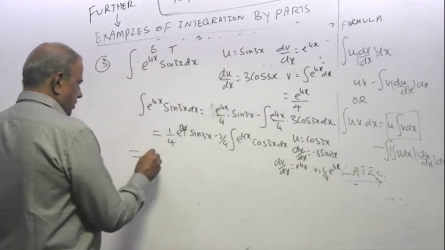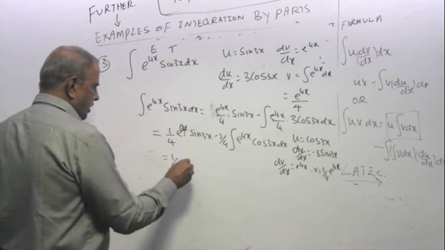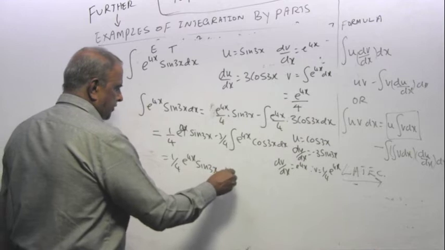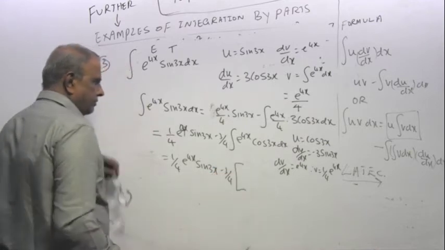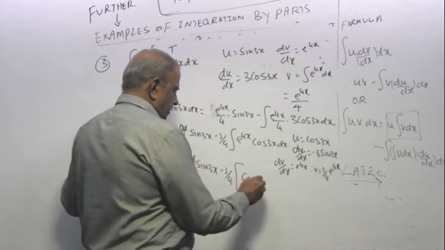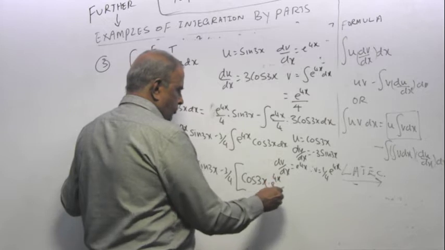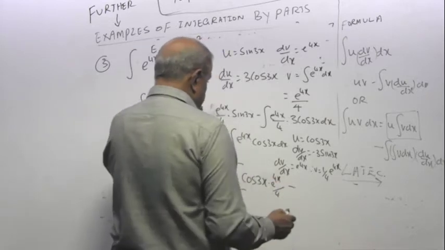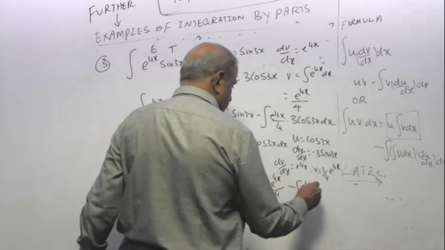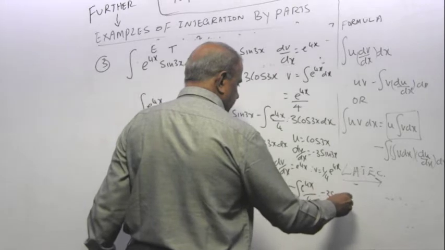So it becomes quarter, let me write here, quarter e power 4x sine 3x minus 3/4 times, u is cos 3x times e power 4x over 4 minus integral e power 4x over 4 times minus 3 sine 3x dx.